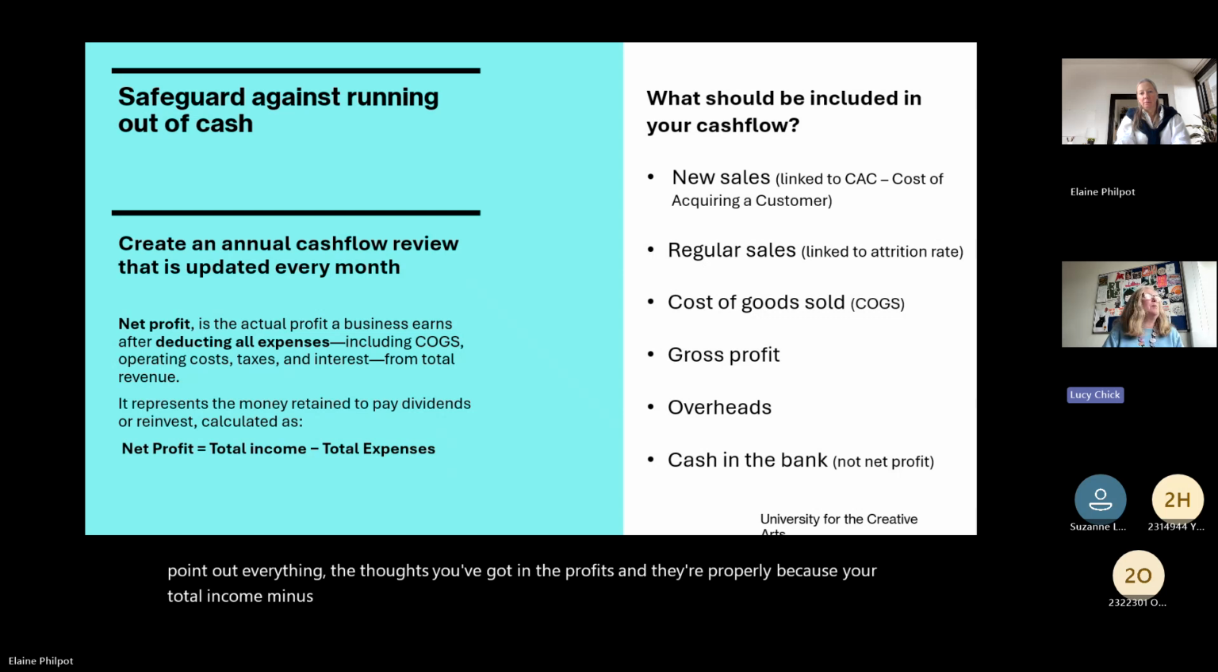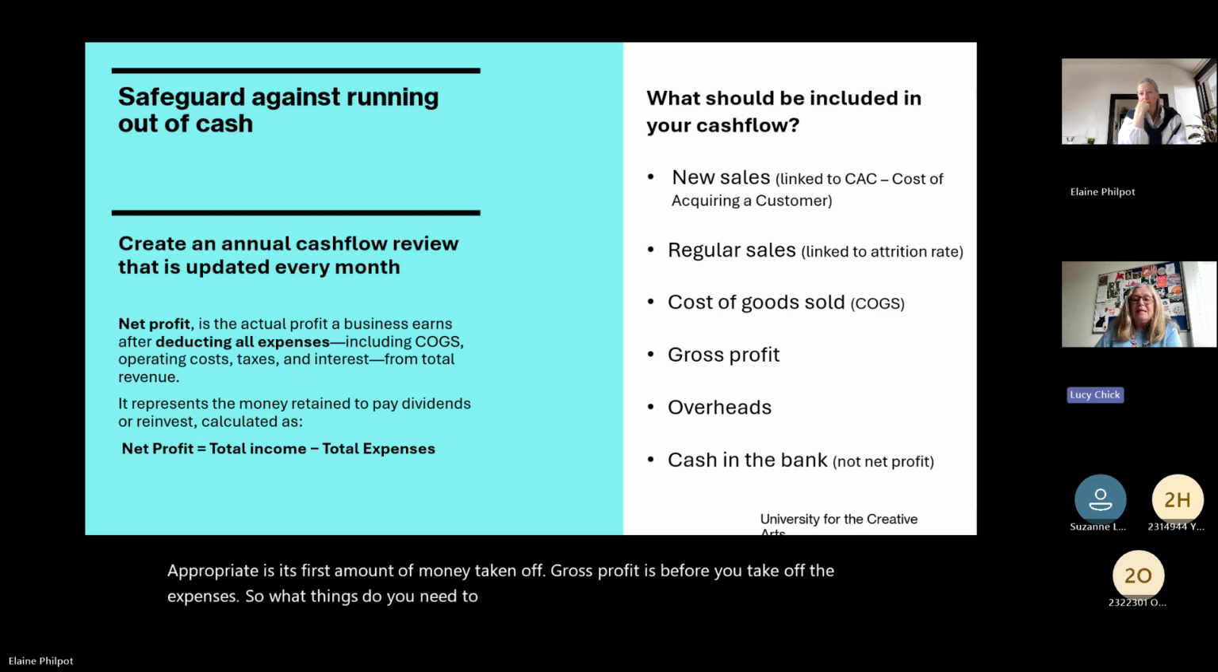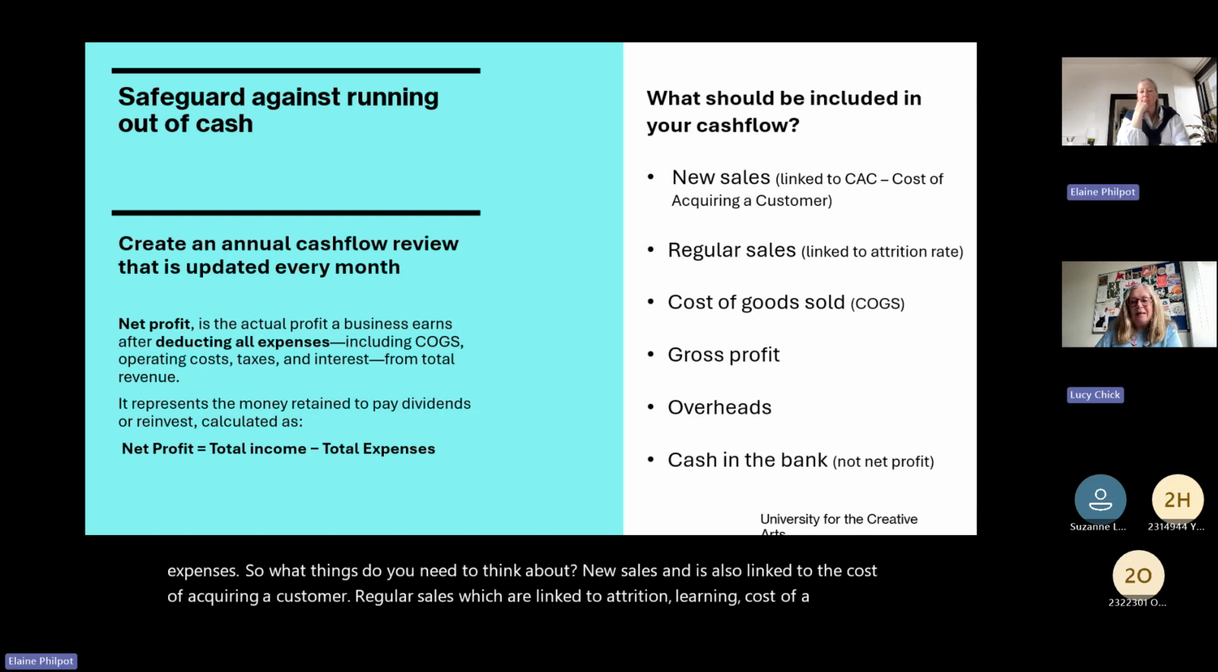Because sometimes people say, I've sold 575,000 umbrellas this year, and my profit is this vast amount of money. But actually, that's because they haven't taken off the expenses. Gross profit is before you take off the expenses. So what things do you need to think about? New sales, and these are obviously linked to the cost of acquiring a customer. Regular sales, which are linked to attrition rate. Cost of the goods sold, gross profit, overheads, and your cash in the bank.